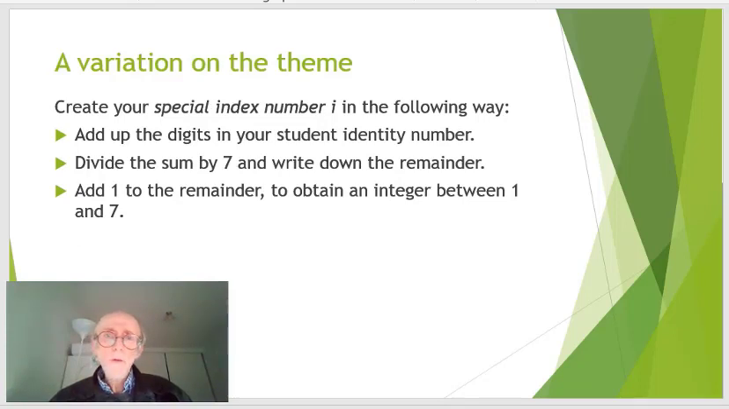Well, a variation occurred when we had a list of 7 items and students had to pick one of those, but not to choose freely. They were to be assigned to the students. And the way to do that was to create a special index number. Add the digits in the ID number, divide by 7, write down the remainder, and add 1.